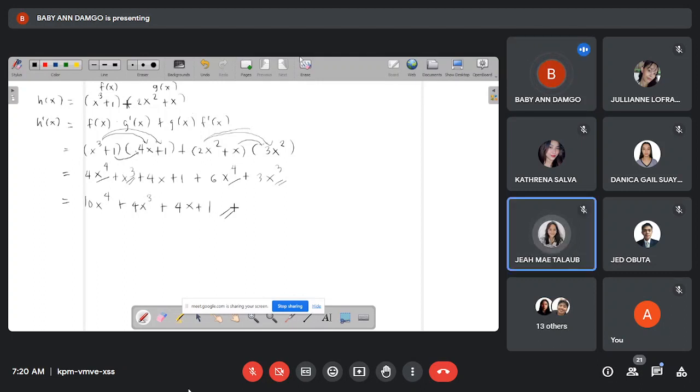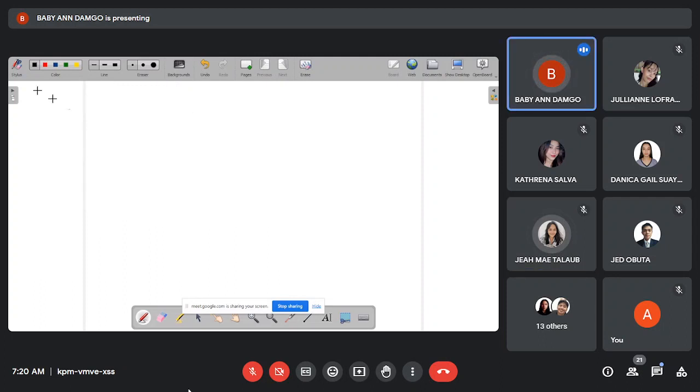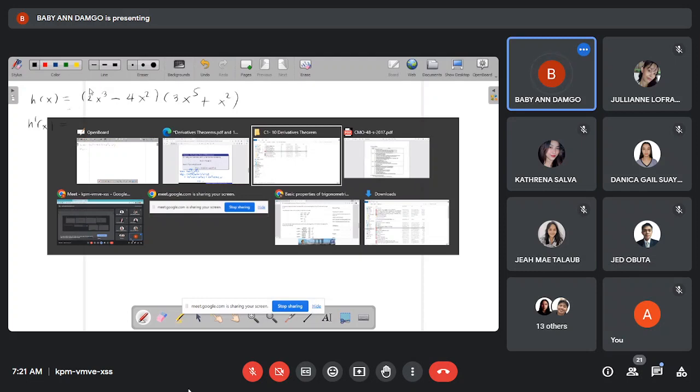Yes, Miss. Okay. So, if you have h of x, which is equal to 2x cubed minus 4x squared multiplied by 3x to the 5th plus x squared. Okay? So, solve for the derivative of h of x. So, I will give you 5 minutes to solve this. And then, wait sa ha.